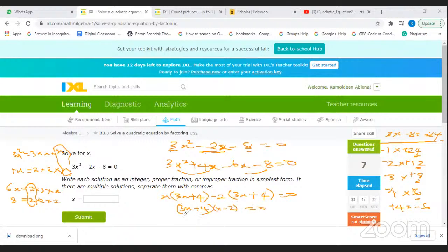So our answer will be 3x plus 4. If you equate it to 0, you have x equals minus 4 over 3. And x here will be equal to 2. So that's the answer: 2, comma, minus 4 over 3.